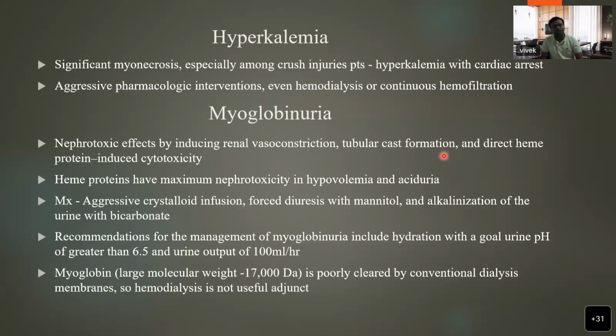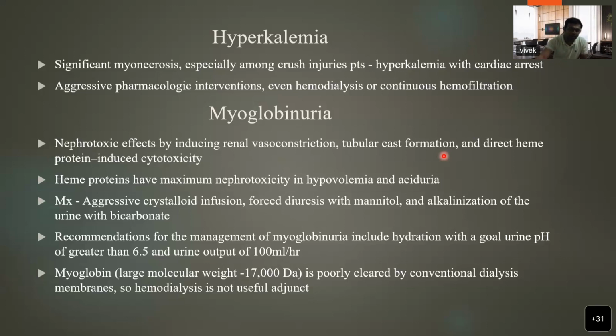Myoglobinuria is another issue wherein nephrotoxic effects are induced because of renal vasoconstriction, tubular cast formation, or direct heme protein induced cytotoxicity. Heme proteins have maximum nephrotoxicity in hypovolemic and aciduria conditions. The management of myoglobinuria in compartment syndrome would be to give aggressive crystalloids, forced diuresis with mannitol, and alkalinization of the urine with bicarbonates.